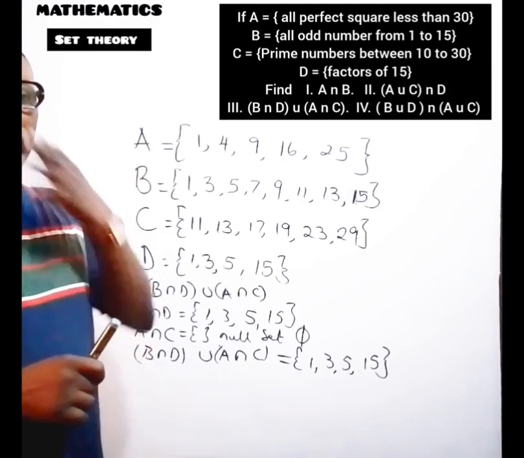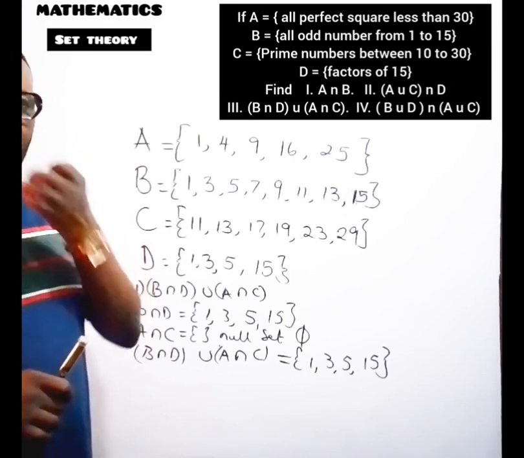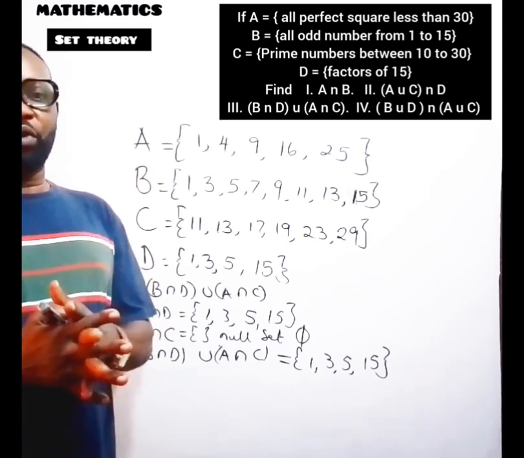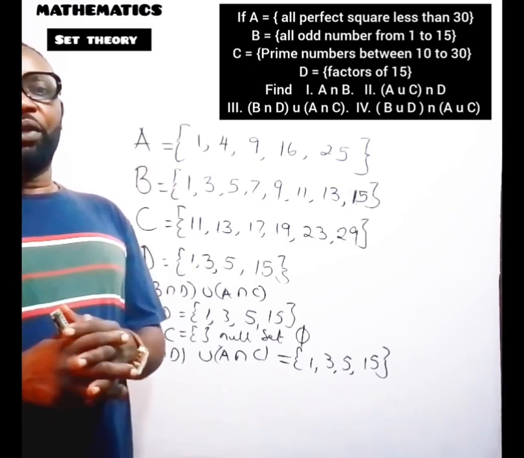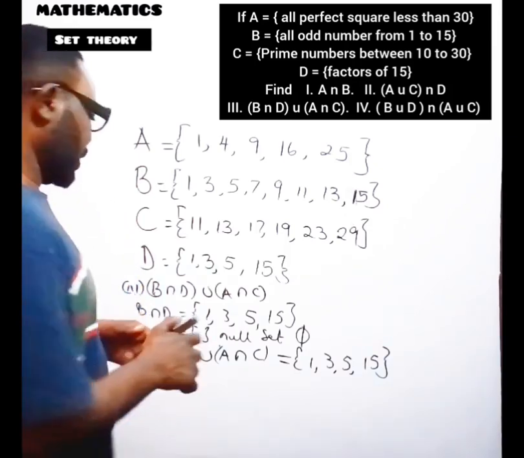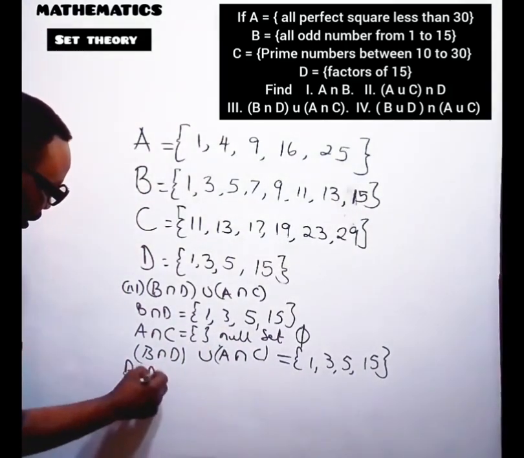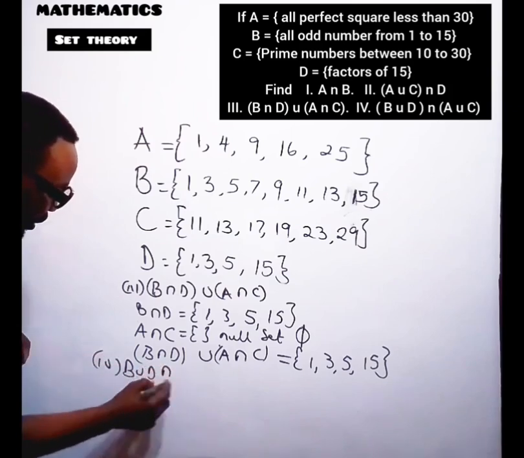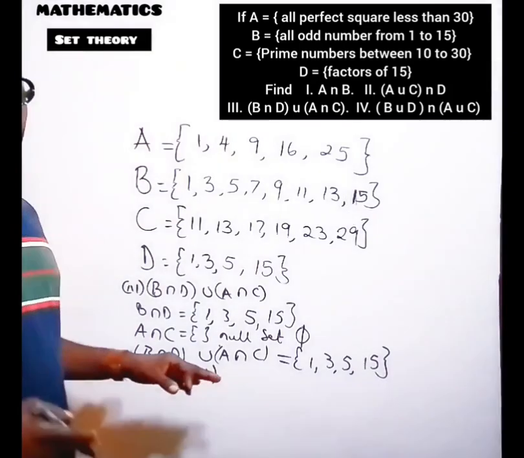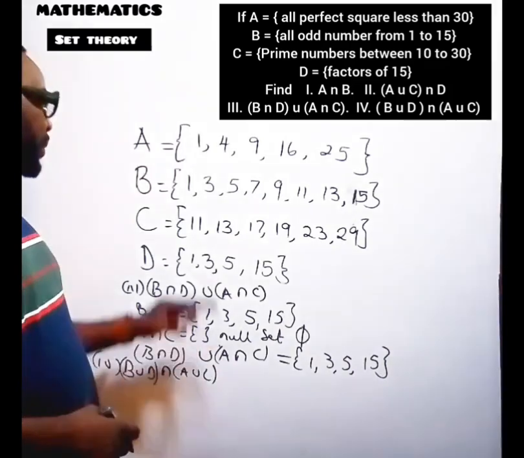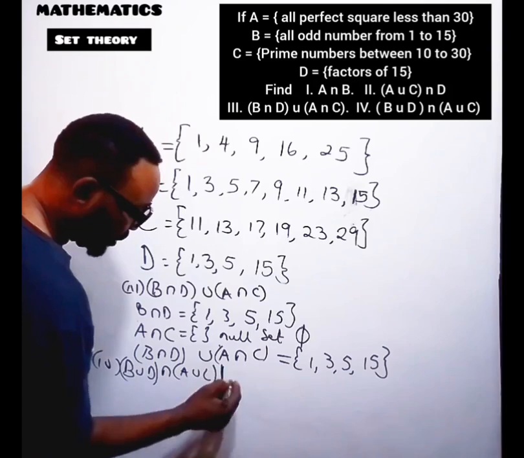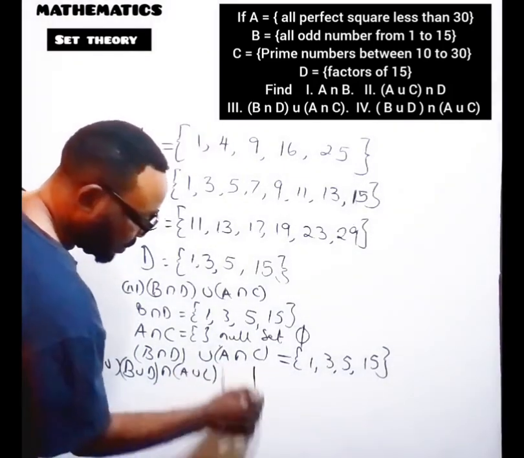Now, the fourth question that we have here says: what is the value of B union D intersection A union C? B union D intersection A union C. Now, they need to bring out the value of all these. So I'm going to make use of this part now. Let me divide this into two parts.